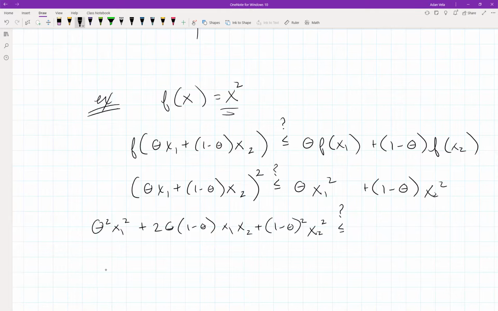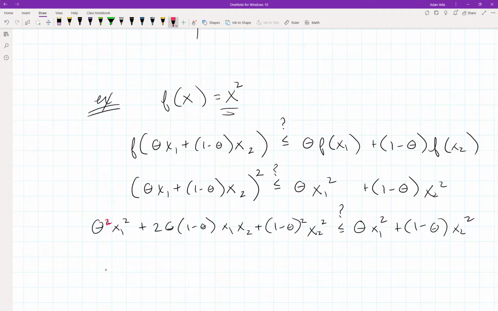and again, this is the question that we're asking, theta x1 squared plus 1 minus theta x2 squared. Now we can see some opportunities to cancel stuff out. On the left-hand side we see theta x1 squared, and we have it on the right-hand side, so we can subtract both off. Oh no, actually I can't even do that cancellation, because there's a square here and we don't have a square on the other side.